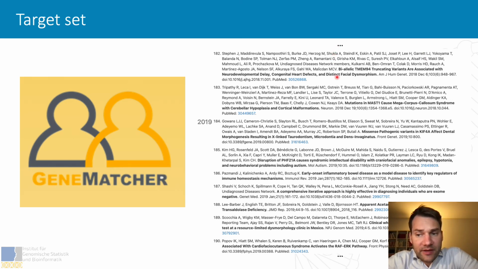This is how we defined the target set of ultra-rare disorders, and now let's take TMEM94 as an example in the next slide. Biallelic truncating variants are also associated with neurodevelopmental delay, congenital heart defects, and distinct facial dysmorphism, as published about 2 years ago.